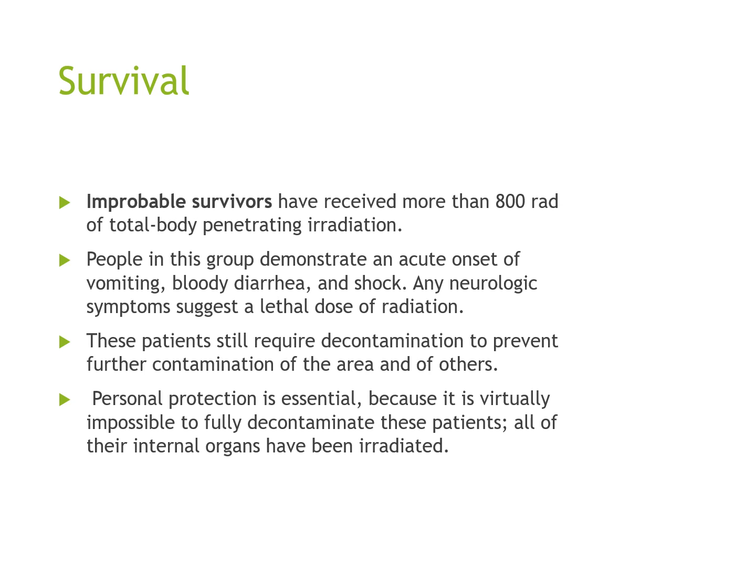And then the improbable survivors. These are the ones that have received radiation of 800 rad, and they have total body penetrating irradiation. People in this group demonstrate an acute onset of vomiting, bloody diarrhea, and shock. And if they're having neurologic symptoms, then that suggests a lethal dose of radiation. They still require decontamination to prevent further contamination of the area and of others. Personal protection is essential, because it is virtually impossible to fully decontaminate these patients. All of their internal organs have been irradiated.